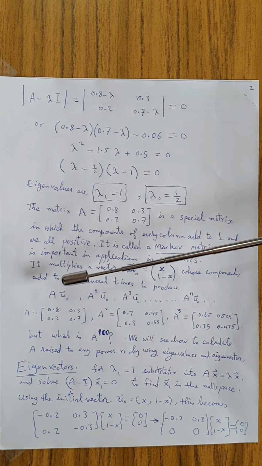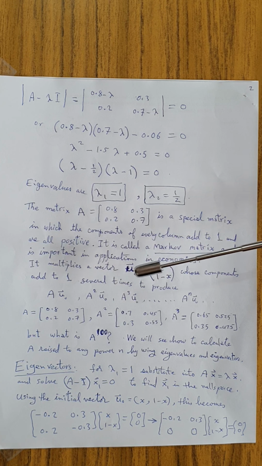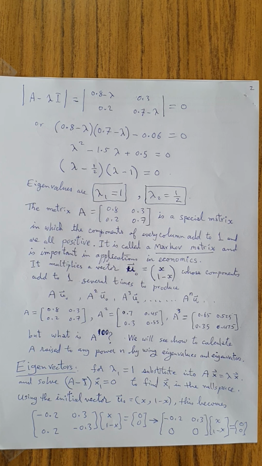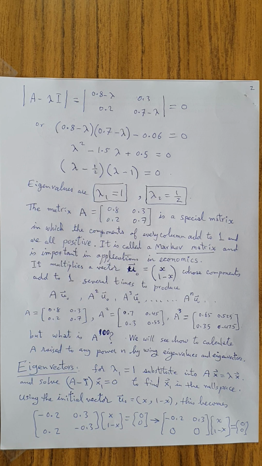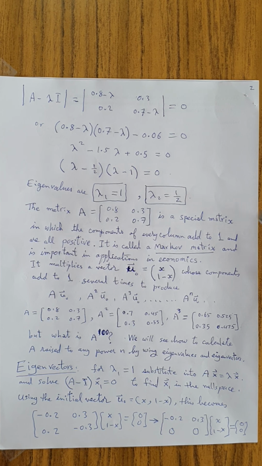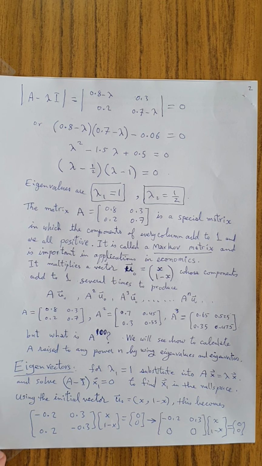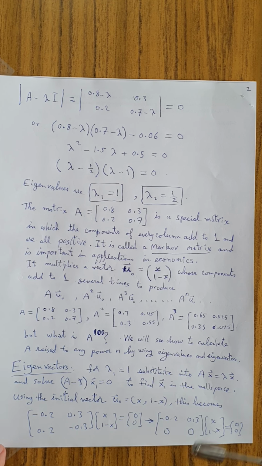So we need to calculate A times U0, A squared U0, A cubed, and so on up to A^n, and n could be very large. We can calculate A squared and A cubed, but it's not easy to calculate up to A to the power 100. So we will see how to calculate A raised to any power n by using eigenvalues and eigenvectors. Okay. So we need to calculate the eigenvectors now for this matrix. For lambda equals 1, we solve A minus I, x1 equals 0.